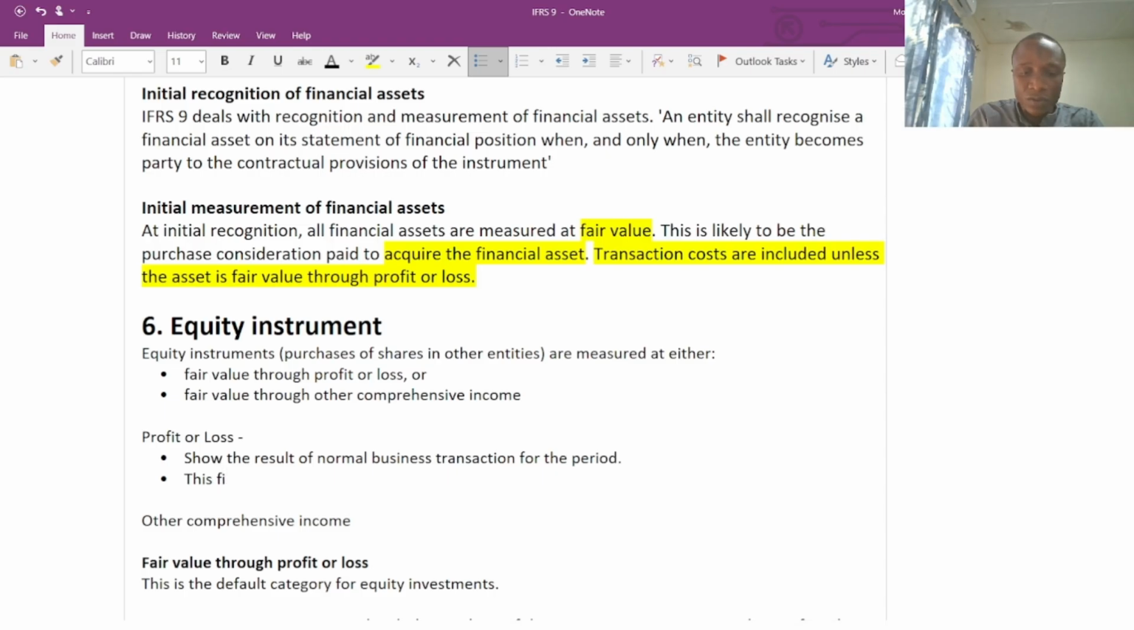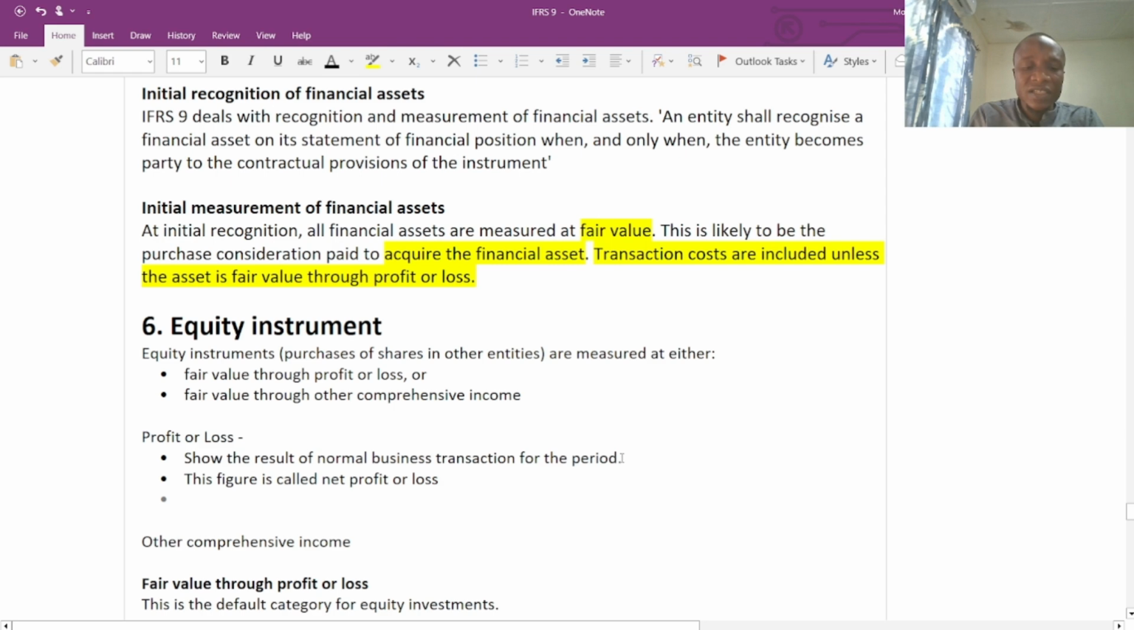This figure is called net profit in our old days, net profit or loss, whichever, right? Also, this is used to assess the profitability of the company, looking at the performance as well as the profitability.